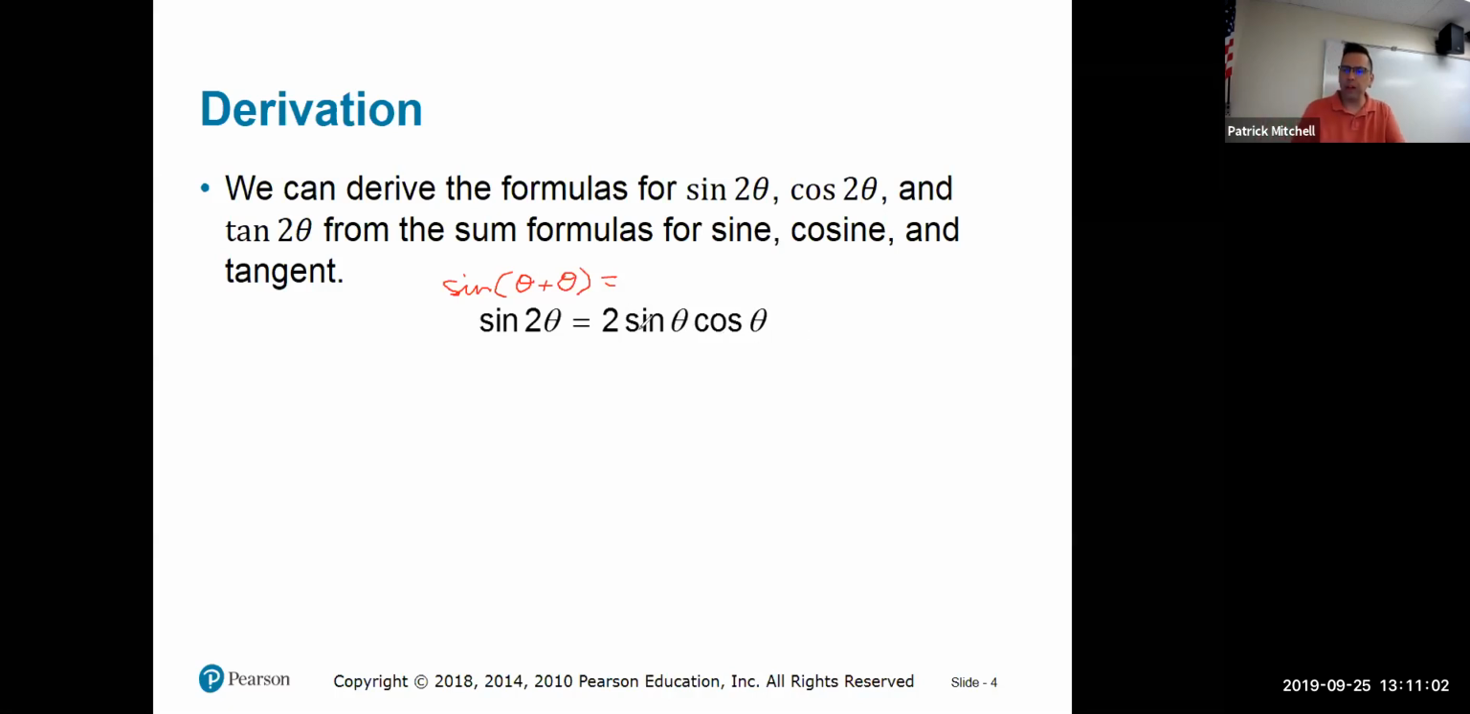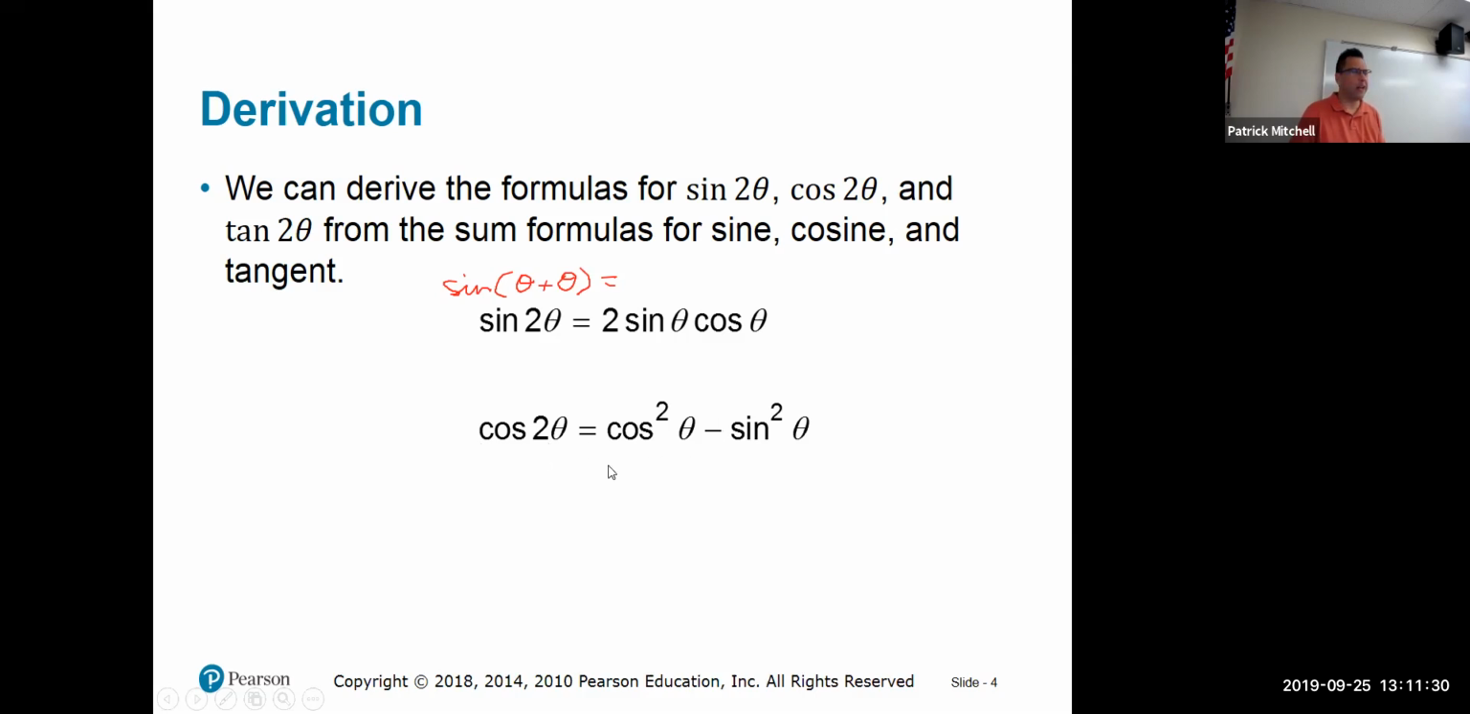This is another formula that we use a lot in Calc 2, not so much in Calc 1. You do the same kind of thing with cosine 2 theta, and you get that the cosine of 2 theta is equal to cosine squared theta minus sine squared theta. This one looks a little bit like a Pythagorean identity. If I change this minus to a plus, then that would not equal cosine 2 theta, it would equal 1, right? So that's your double angle formula for cosine.